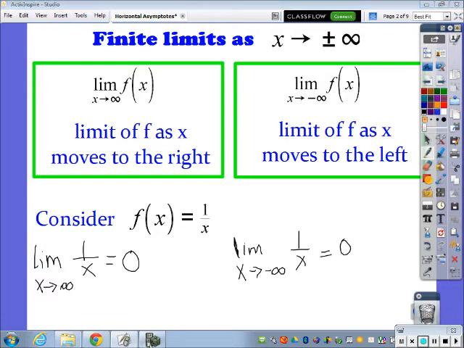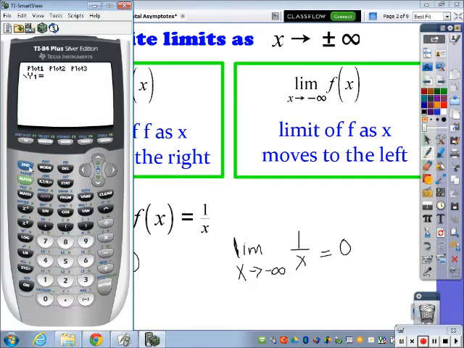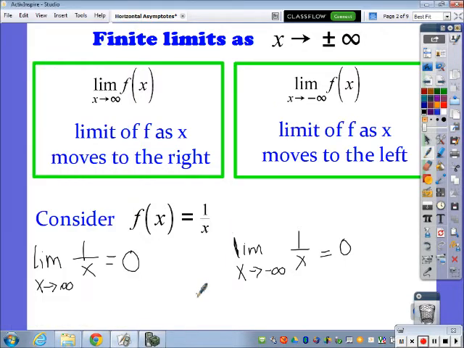If we look at it graphically, so 1 divided by x, you can see that as I'm approaching negative infinity, this curve is getting closer and closer to the x-axis. As I'm moving out to the right, approaching positive infinity, it's also getting closer and closer to the x-axis. So that would be y equals 0. So that is why this limit as x approaches infinity or negative infinity is 0 in behavior as it moves to the left and to the right.